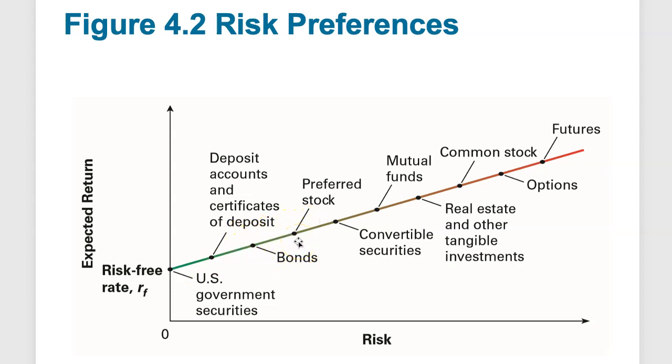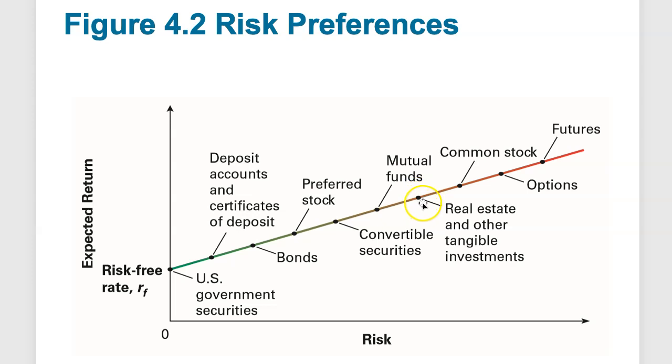In future chapters, we'll talk about what preferred stock is. They're less risky than convertible securities. These are bonds that can convert to stock, and they're less risky than mutual funds. Mutual funds are less risky than certain forms of tangible investments. See, this is lumping real estate and other tangible investments. So this would be gold, silver.